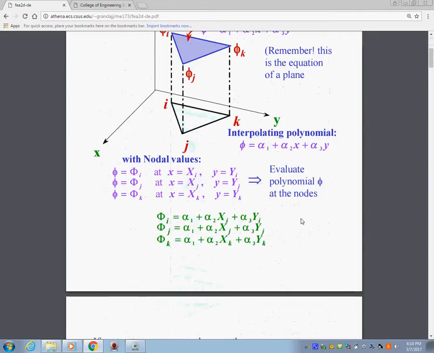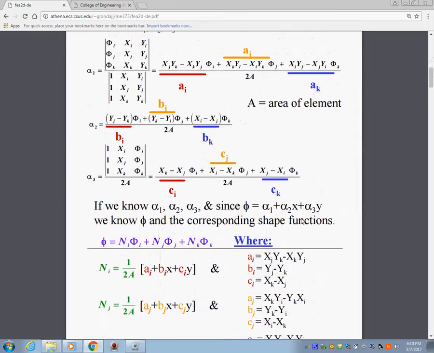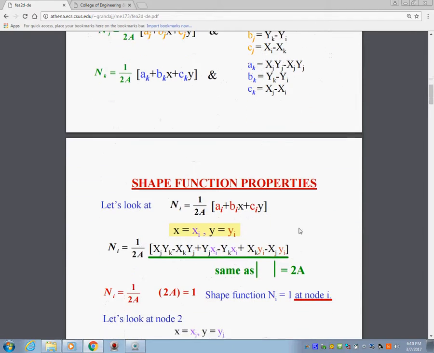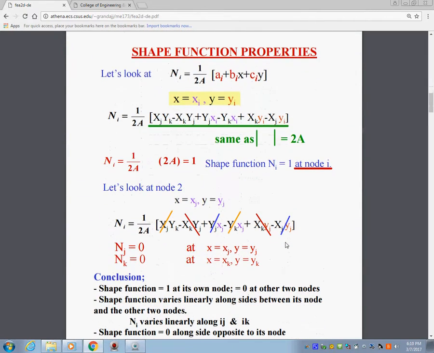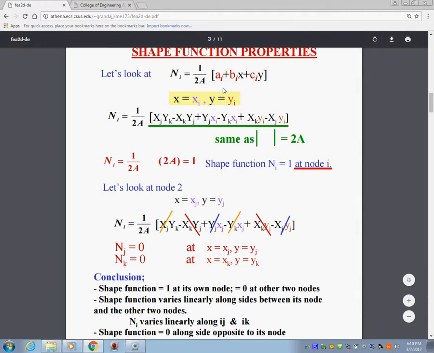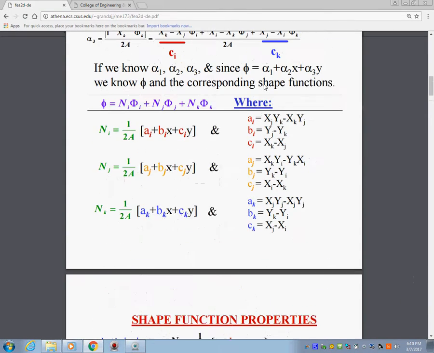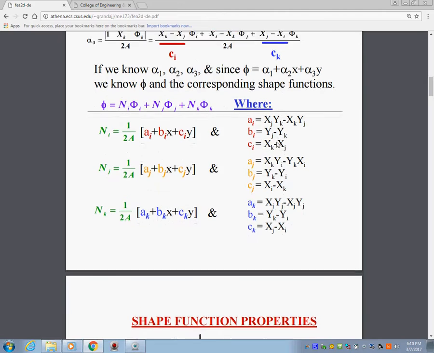Okay, so in here we will have to think about a little bit of the properties of the shape functions and what these expressions actually mean. So N sub i, for example, is 1 over 2A times a sub i, b sub i, c sub i. I already showed you what those were here, okay?